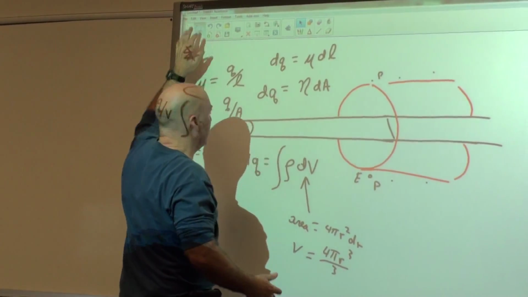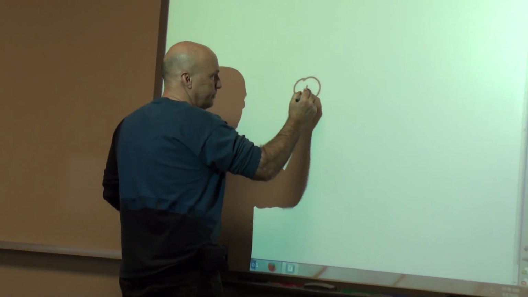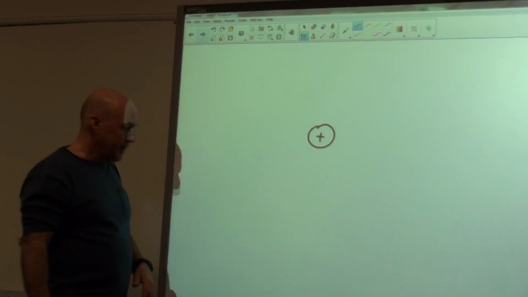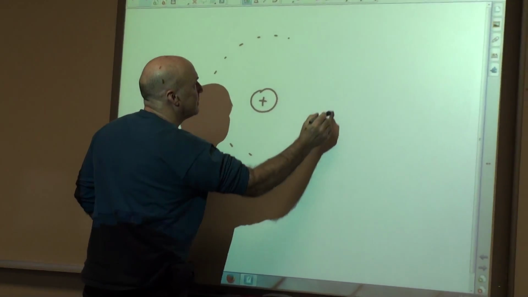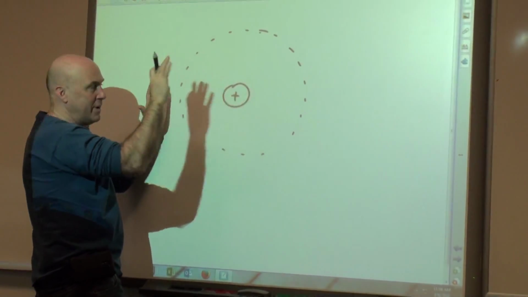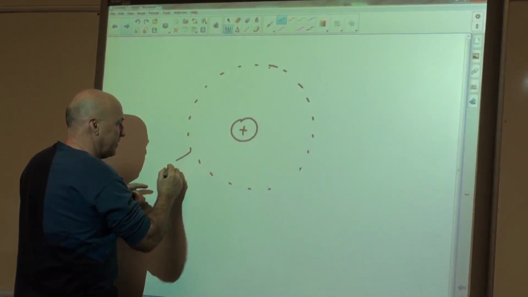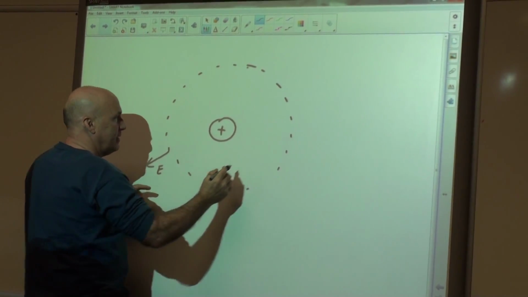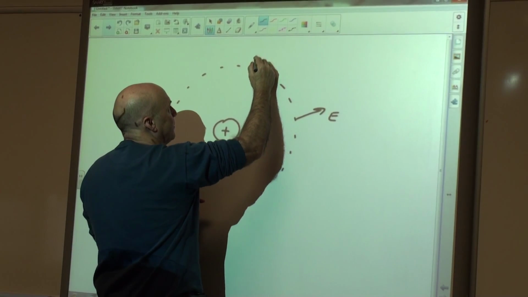Best example I can give you would be a sphere. So if you start with a point charge, okay, then I could do an imaginary Gaussian surface. And you got to imagine this is 3D. You see a sphere? Use your imagination. This is a big sphere around here. The electric field here is the same as the electric field here. And the same as the electric field here.